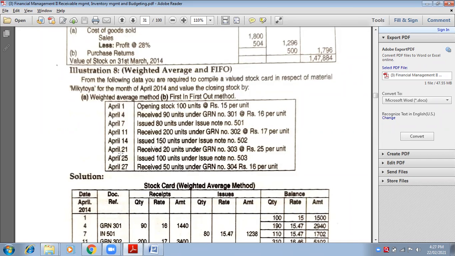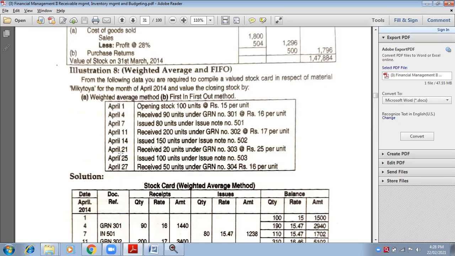Do you have any other date apart from this? No, ma'am. So we need to close down with the closing balance, closing stock. We are standing in the month of April. What is the last date of April? 30 or 31st? 30. Okay, write down 30 in the bracket, closing stock.